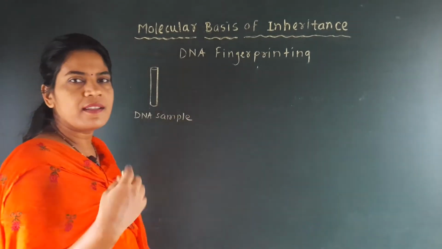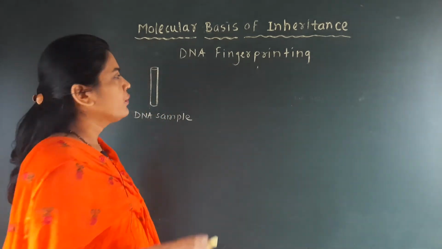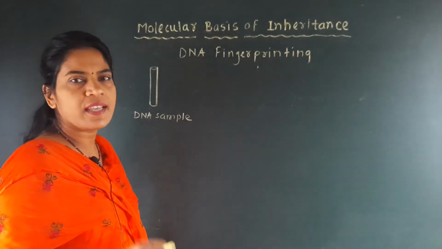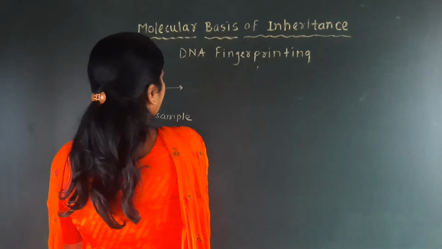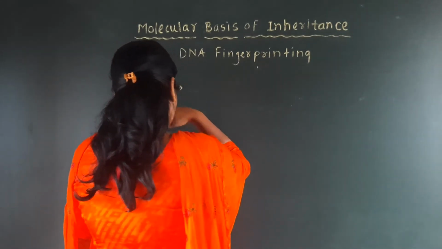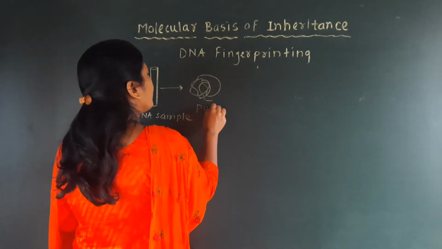It may be blood, semen, sperm, skin, or root hair. So it is a sample containing DNA. That DNA is removed from the sample and purified. So this is the DNA, which we call purified DNA.